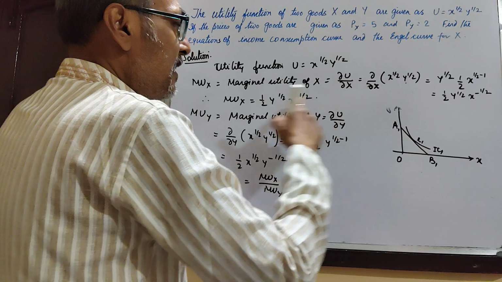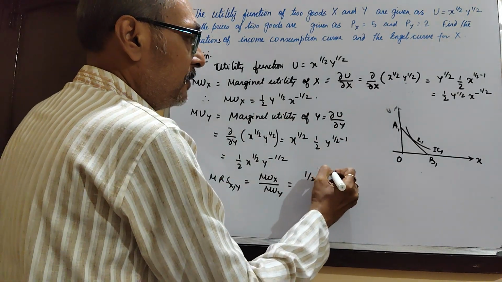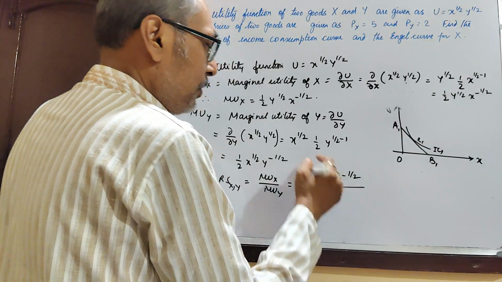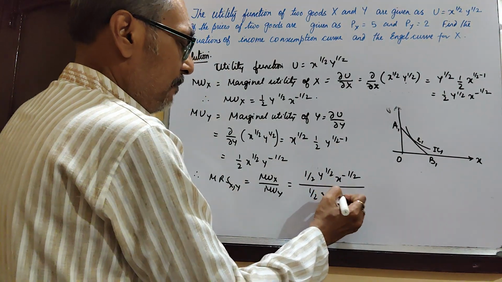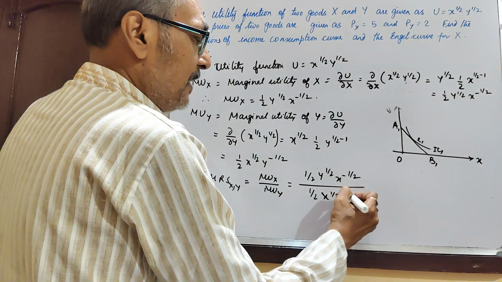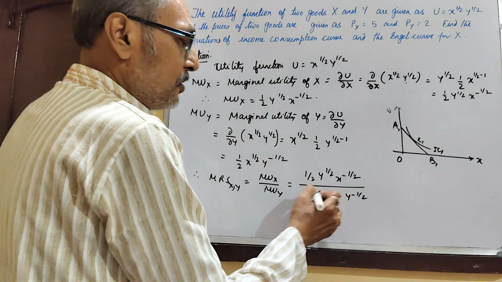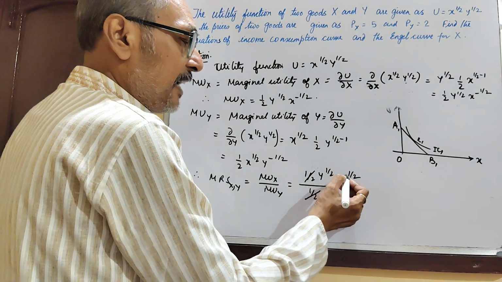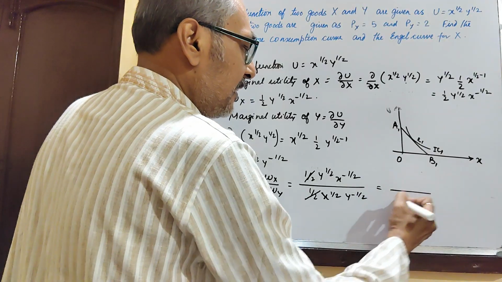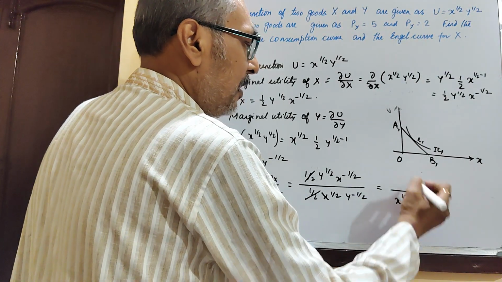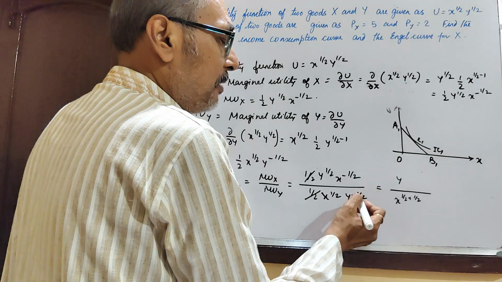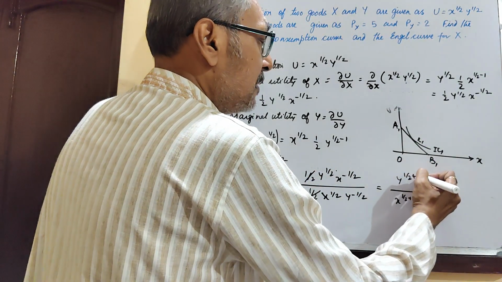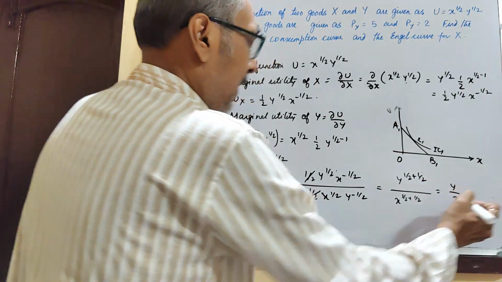Mu x is what? Half y to the power half, x to the power minus half. Mu y is x to the power half, y to the power minus half. If we solve this, the halves get cancelled. We take x to the power minus half in the denominator, then x to the power half plus half. Similarly, we take y to the power half in the denominator, we take it in the numerator. That is y to the power half plus half. This becomes y by x.